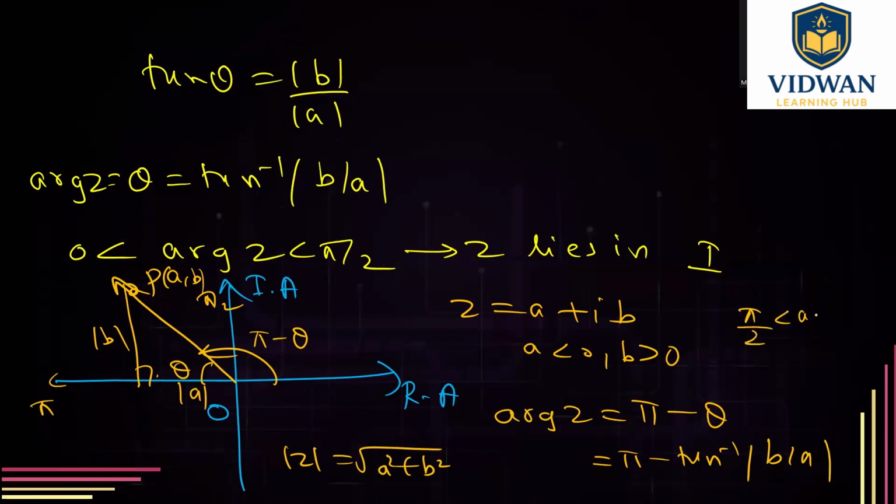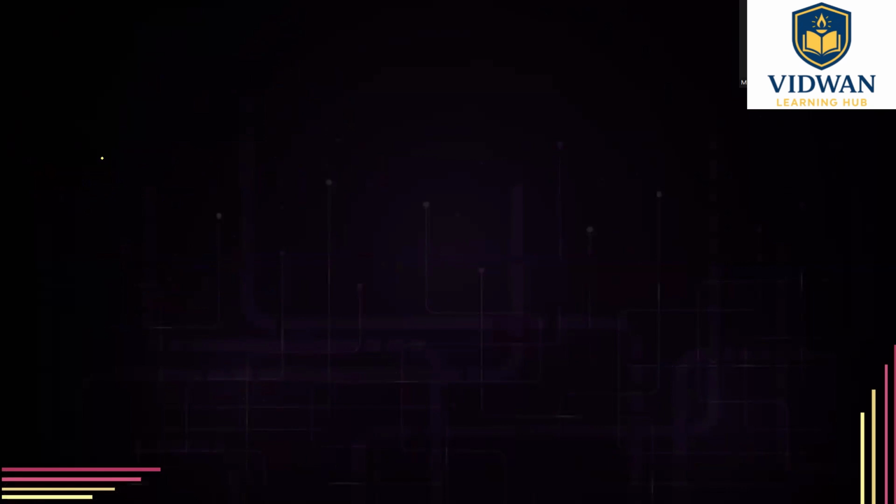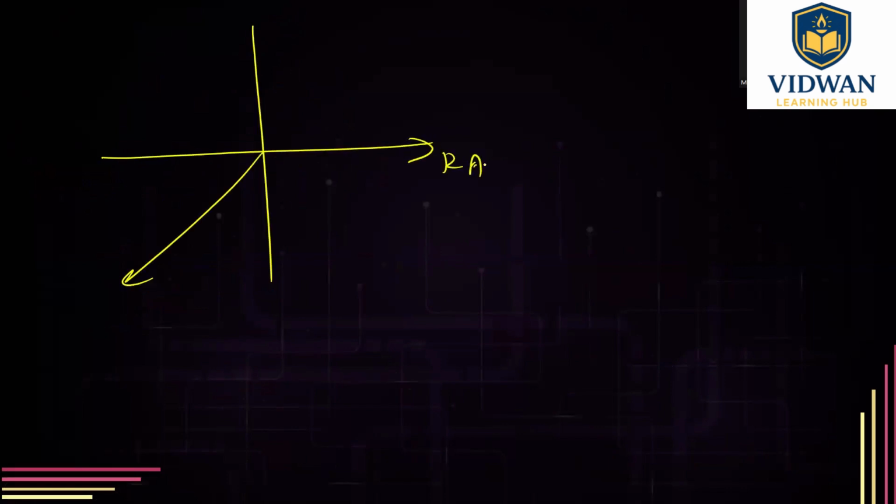Pi by 2 less than argument of z is less than pi for the second quadrant. Now, if you choose the same thing in the third quadrant, so if you choose it here, this is again the real axis and imaginary axis. So you choose a point P, (a, b), where z is a plus ib.